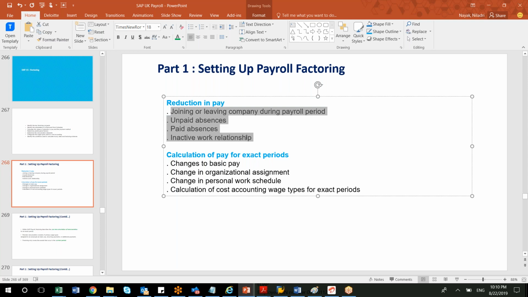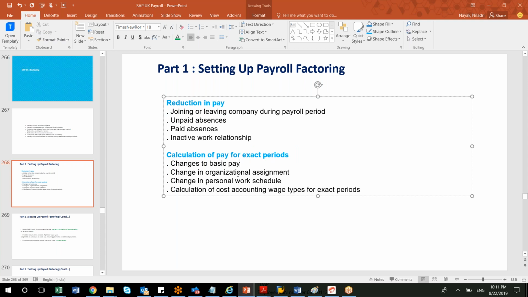Similarly, there can be another scenario, like the calculation of pay for exact periods. What is the scenario? Suppose you are continuing in the same organization, but after appraisal there is a change in your basic pay. Generally these kinds of changes happen at the beginning of the month, the first of any particular month. If that is not the case, due to some reason your change in basic pay happens in the middle of the month. The second scenario is a change in organizational assignment. Suppose you got a transfer or a promotion or any change in your organization in the middle of the month.